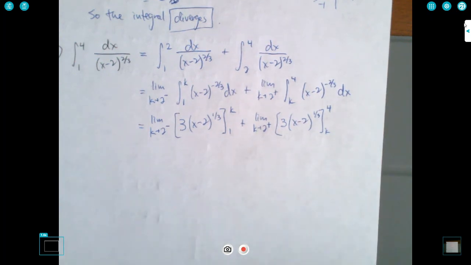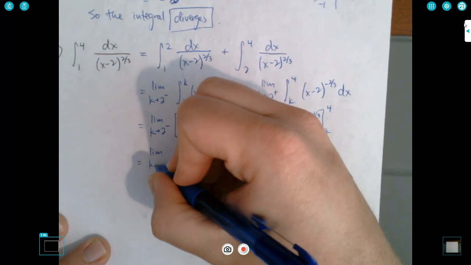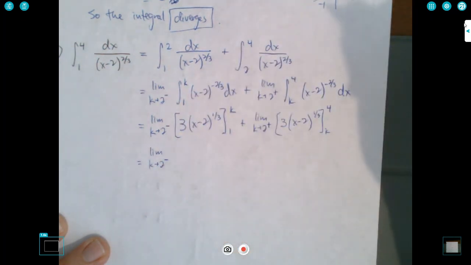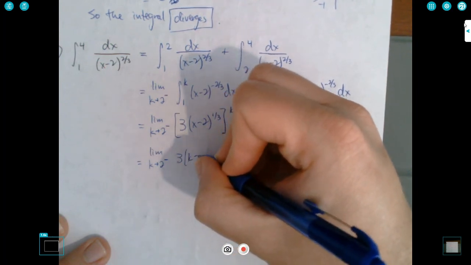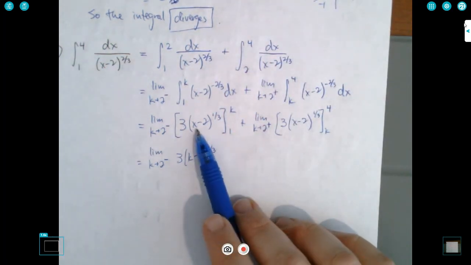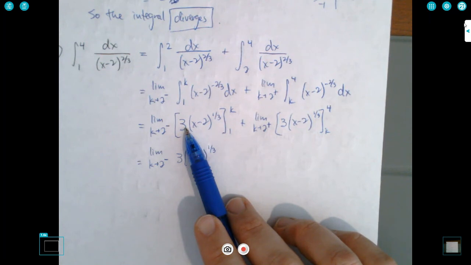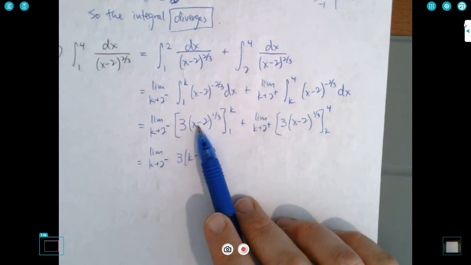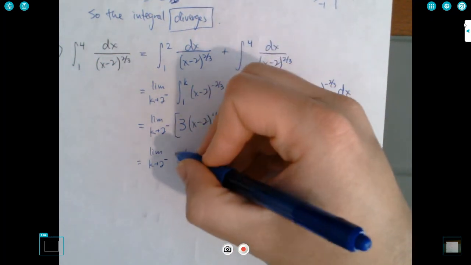Okay, so now if we plug in k, we're going to get 3 times (k minus 2) to the 1/3. If we plug in 1, 1 minus 2 is negative 1. Cube root of negative 1 is negative 1. Negative 1 times 3 is negative 3. So we're going to be subtracting a negative 3. That's the same thing as adding 3, right?